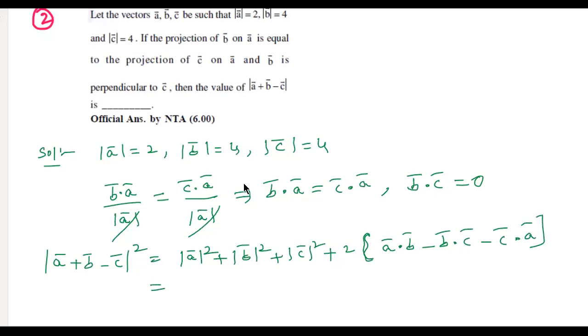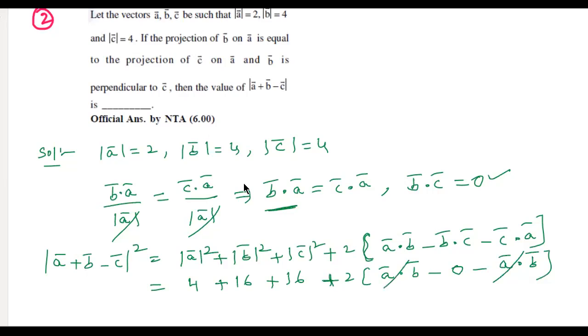Okay, mod A squared: mod A value is 2, 2 squared is 4. Mod B is 4, 4 squared is 16. Mod C is 4, C squared is 16. Plus 2 into A dot B, minus B dot C. B dot C value is 0, already we know that. Minus C dot A. C dot A means B dot A only, no. B dot A and A dot B are both the same, so these two are going to cancel.